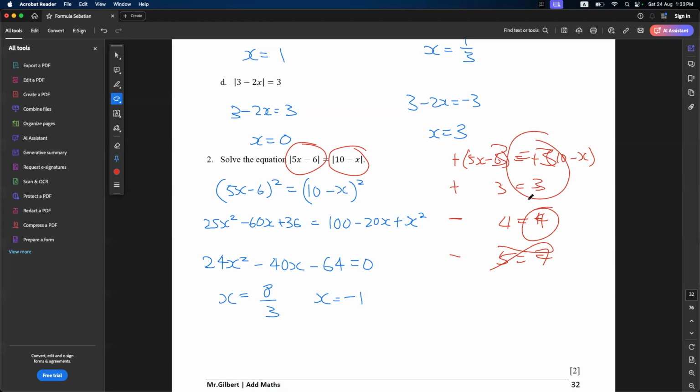But this is the dumb way to do it. There are very few scenarios where you will be required to do it like that. But you need to know that you can do it like that. Positive equals positive, positive equals negative, negative equals positive, negative equals negative. You can solve it this way. But obviously the square method is way faster, right?